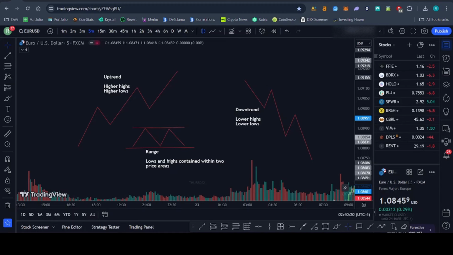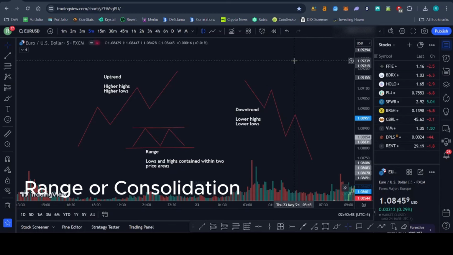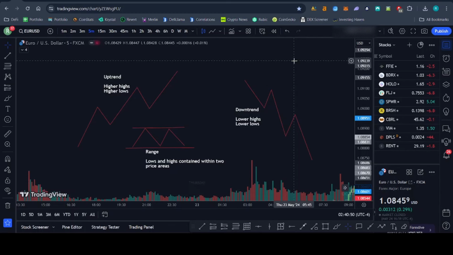So, market structure. When you look at a chart, it is pretty obvious that the markets move in one of three ways. They either go up, they go down, or they go sideways. In trading terminology, an uptrend is when price goes up, or price is bullish. A downtrend is when price is going down, or price is bearish, and a range is where price is basically bouncing between two price points on a chart and going sideways.